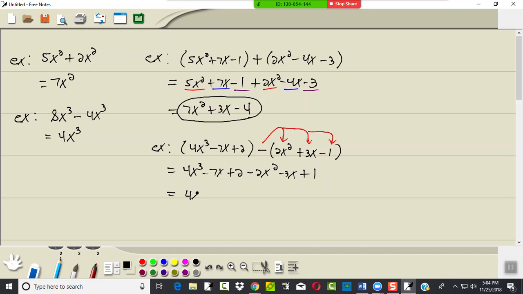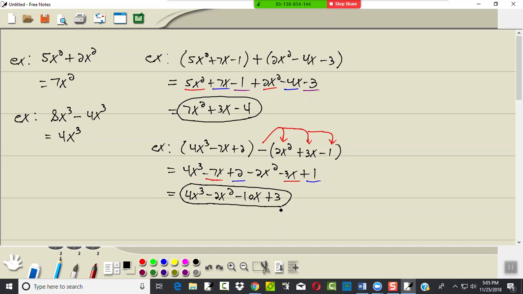So I'm going to have 4x to the third. Notice that there are no other x to the thirds, so I can't combine those together. Then minus 2x squared. There are no other x squared, so I can't combine anything. Here's an x, here's an x. Negative 7x, negative 3x is negative 10x. Here's a 2 plus 1, which gives us 3. And that'd be your answer.